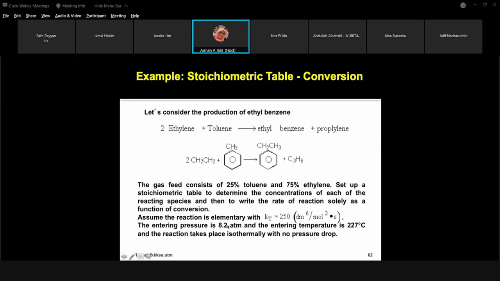Okay, R you know, this is the P and also T. When you see the pressure, when you see the temperature, meaning you have to calculate for the CA. You see, it takes place isothermal with no pressure drop, so you can ignore T and T naught, P and P naught. Okay, let's see. Where is your limiting reactant first?